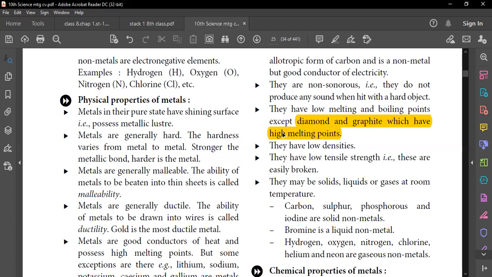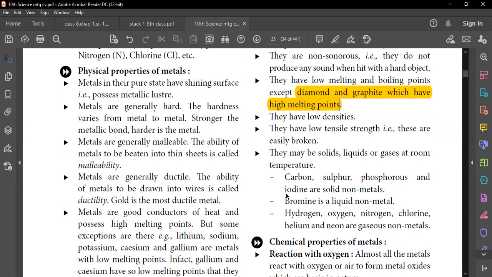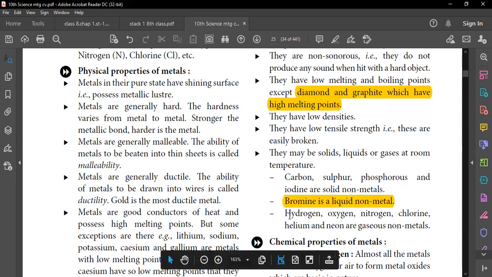The next one, they have low densities and low tensile strength. Low tensile strength, so they will break easily. And one more important property of non-metals is that they exist in all three states of matter: solids, liquids, as well as gases. Examples are also given. Solid non-metals are carbon, sulfur, phosphorus, and iodine. Bromine is the liquid non-metal. And what about the gaseous state? Hydrogen, oxygen, nitrogen, chlorine, helium, and neon.